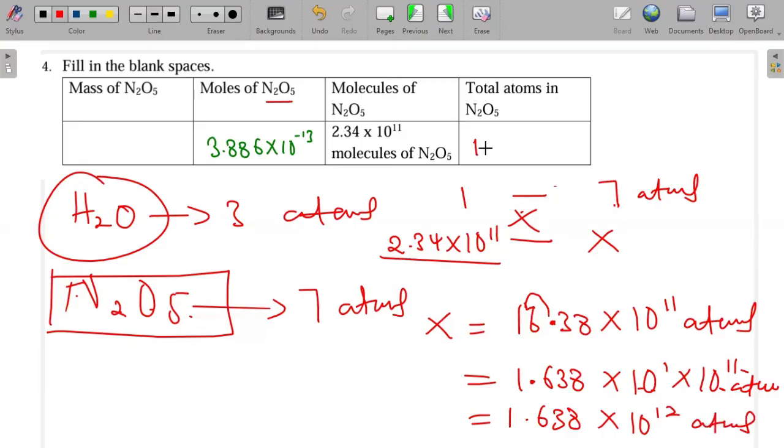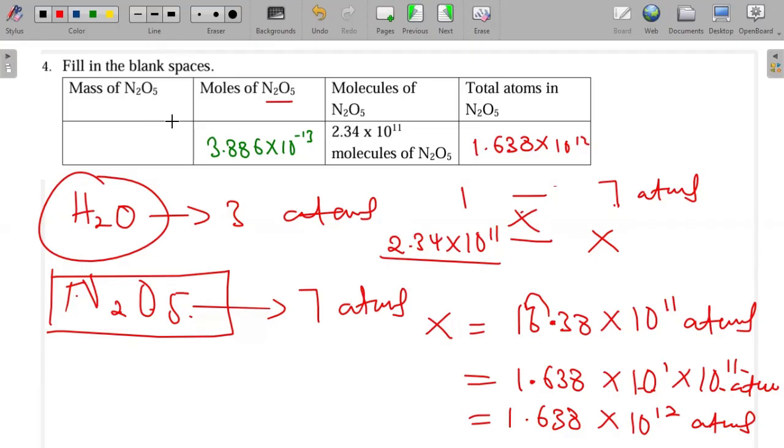Okay, so here I can write 1.638 times 10 to the power 12. Okay, so if you don't want the trouble of moving the decimal point, you can just punch it on the calculator. Just make sure you add brackets to your numbers. That way you are not going to make errors. Okay, so those will be the number of atoms that I have.